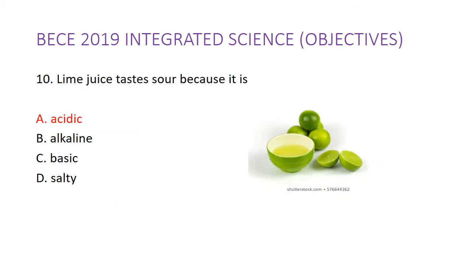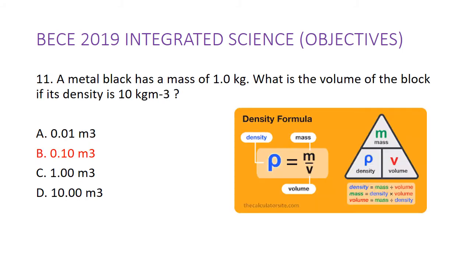Question number 10. Lime juice tastes sour because it is what? Acidic. That's one property of acids. That's how to identify acids. Most often, substances which taste sour are acidic in nature, like vinegar, for instance, ethanoic acid, so it tastes very sour. That's what is used in salad dressing and all.